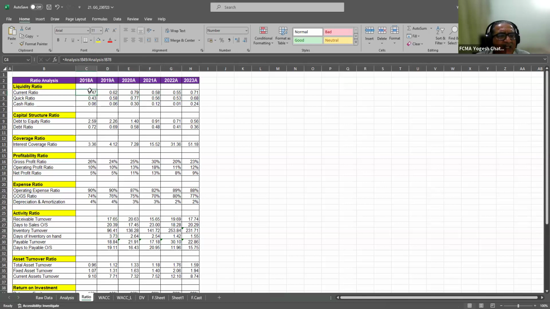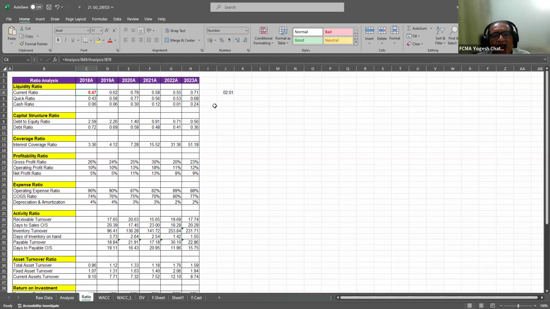Like here, as we can see, the current ratio is 0.47 to 1. The normal range of the current ratio, ideally, should be 2:1. Current assets should be twice as much as current liabilities. But here it is just 0.47. So we can find out the reason for this from the management of this company. We can compare this ratio with other companies operating in the same industry. Only then can we get a correct picture. So that is the ratio analysis.